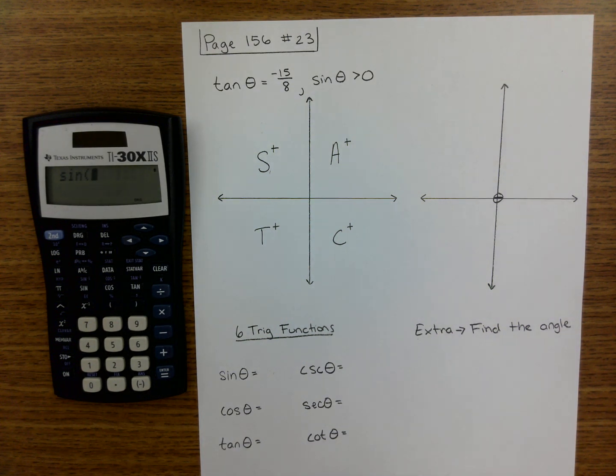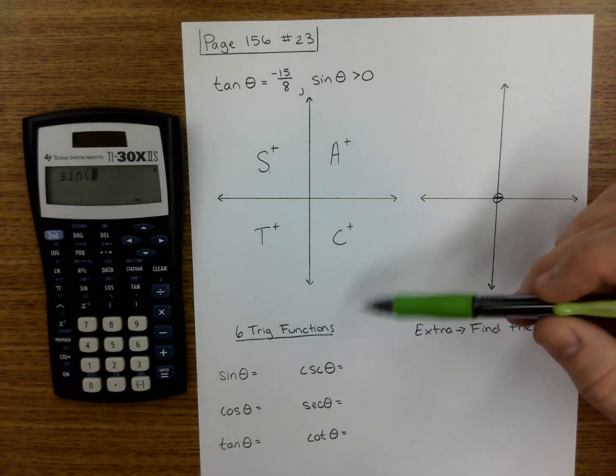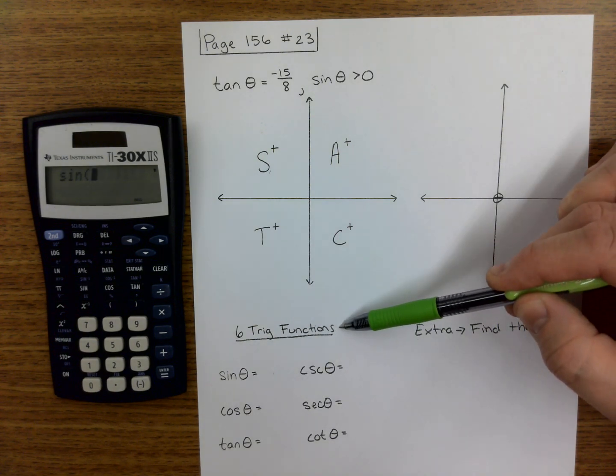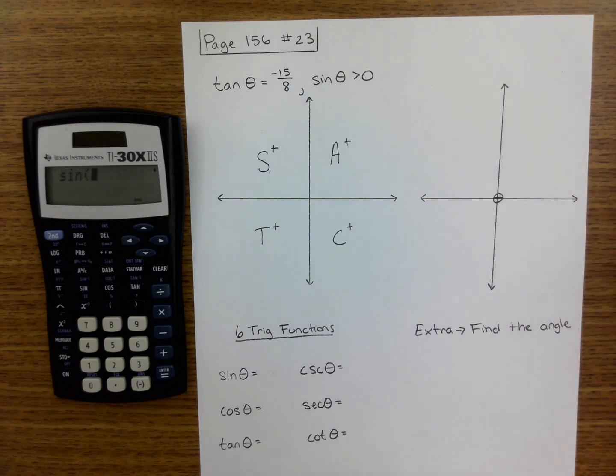Alright, this is page 156, problem 23. The problem is, given that tangent of theta is negative 15 over 8 and sine of theta is greater than 0, find all the 6 trig functions below. Alright, well the first thing we want to do in this problem is draw the angle.